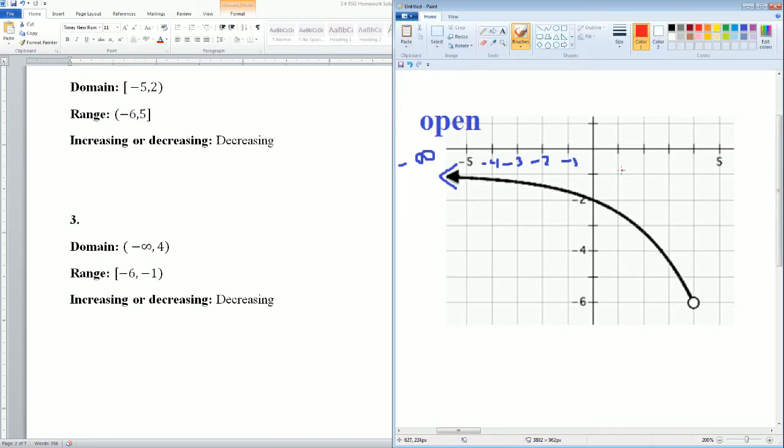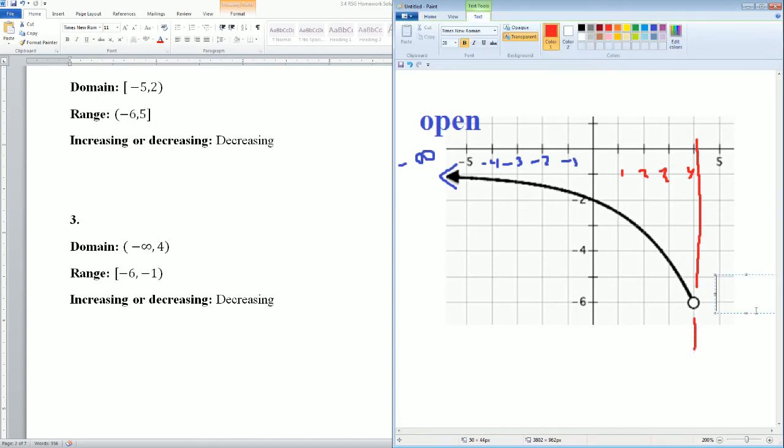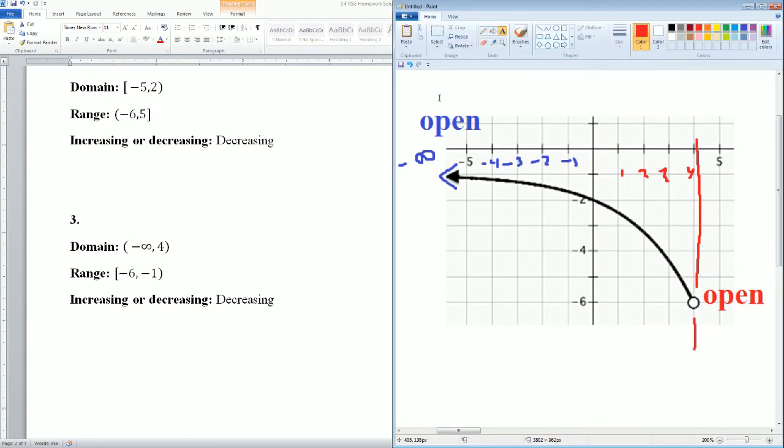Then let's see this here. It goes all the way 1, 2, 3, 4. That's 4, right? And that looks like it is open at 4. Right? It looks like it is open at 4. So this one should be open at -infinity, comma 4 open. Good. Right?